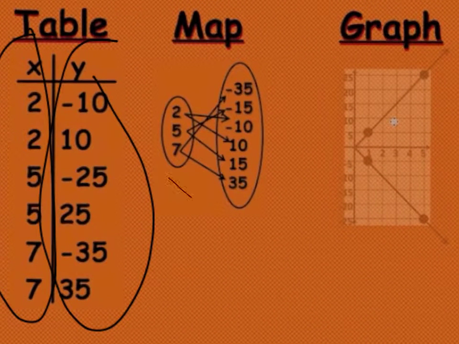So we have all of our x values in this oval, and we have all of our y values in this oval. But notice that we don't have any doubles. So even though there are two 2's over here, we only write it the one time. But then we map 2 to its y's. So 2 goes to -10. Just like 2 goes to 10. Okay, by the way, these should have been 25's. 5 goes to -25 and +25, and so forth.